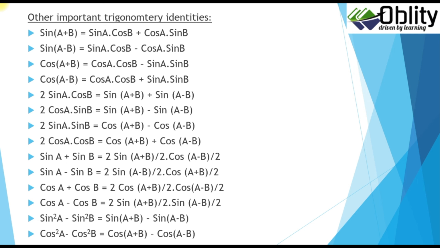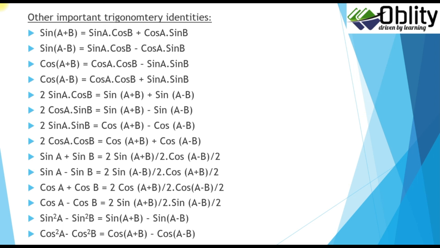Sin square A minus sin square B is equal to sin(A + B) sin(A − B). Cos square A minus cos square B is equal to cos(A + B) cos(A − B). In this video, I have taught you the important trigonometry identities which are essential in solving questions like those asked in SSC CGL, SSC CHSL, IBPS exams, and other examinations.